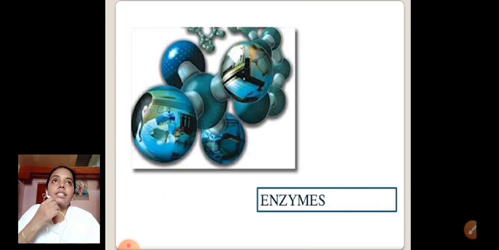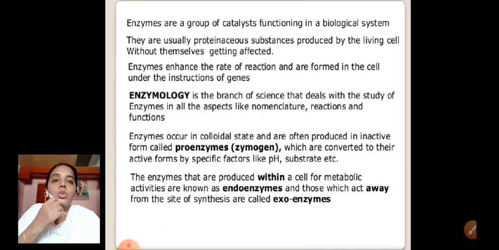The next one is enzymes. Enzymes are a group of catalysts that function in biological systems. The study of enzymes is called enzymology. Enzymes occur in a colloidal state and are often produced in an inactive form called proenzymes or zymogens. Enzymes produced within a cell for metabolic activities are known as endoenzymes, and those which act away from the site of synthesis are called exoenzymes.